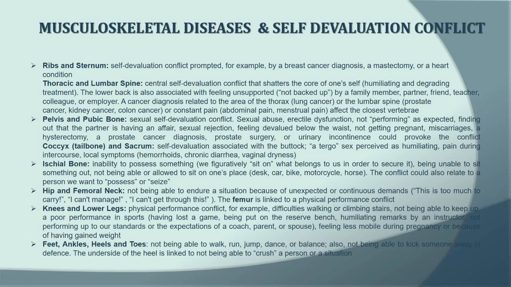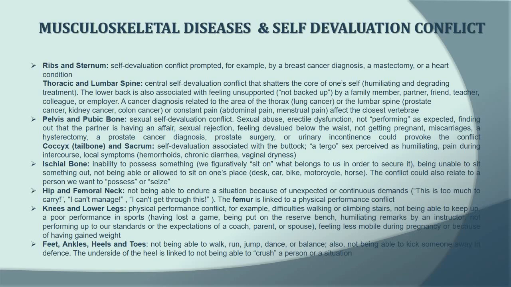Cancer diagnosis related to the area of the thorax, like for example lung cancer, or the lumbar spine, like for example prostate cancer, kidney and colon cancer, or constant pain such as abdominal pain and menstrual pain affect also the closest vertebrae.